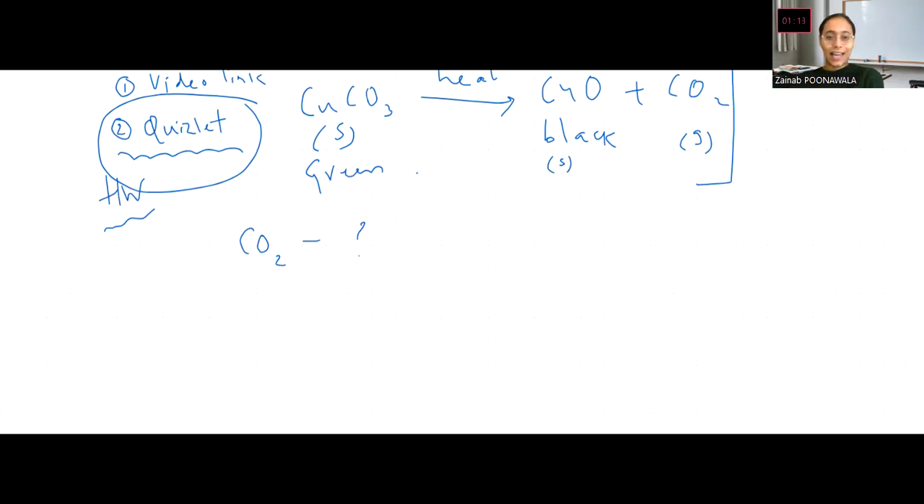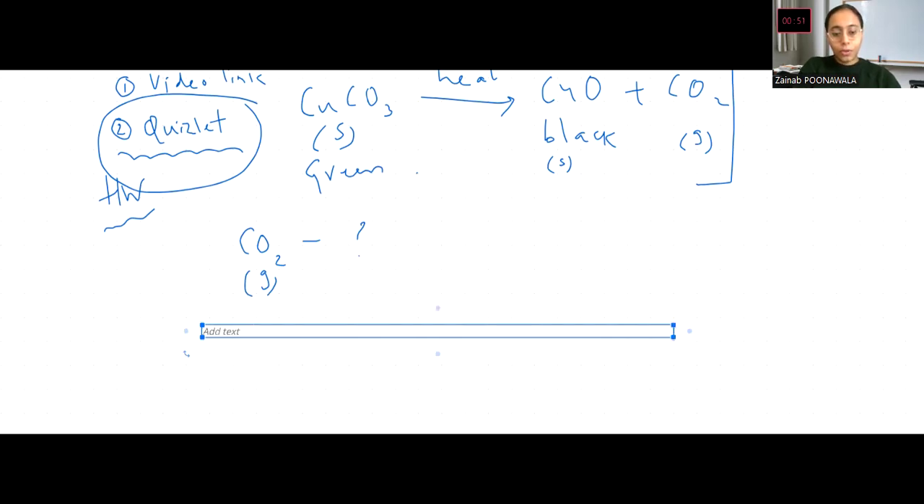So the confirmatory test for carbon dioxide gas is: when carbon dioxide gas is passed through clear lime water, it turns milky, and upon excess CO2 addition, the lime water becomes clear again. Yes, that's right.